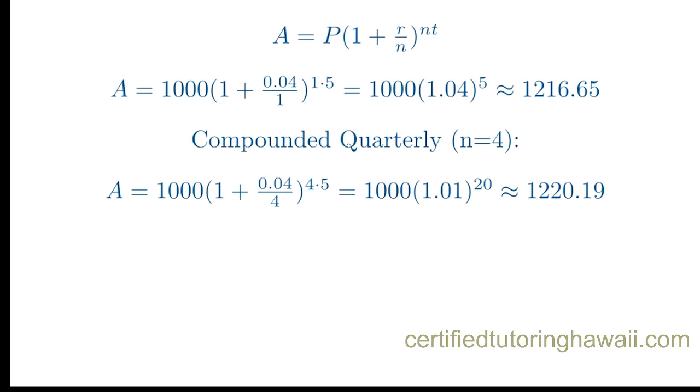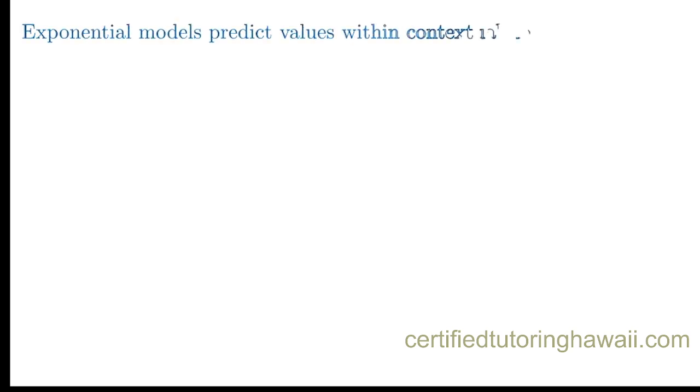So, we've seen how a single model can be interpreted differently based on its form, revealing quarterly growth instead of annual. Exponential models are incredibly useful for making predictions, but it's vital to remember a key point. Context matters. Exponential models predict values within contextual domain restrictions. This means we can't just plug in any number for x. For instance, let's go back to our bacteria population, modeled by P of t equals 10,000 times 1.71 to the t. Here, t represents time in hours.